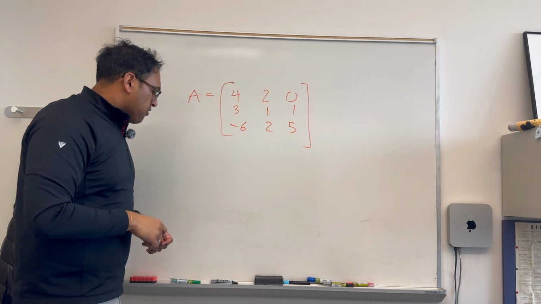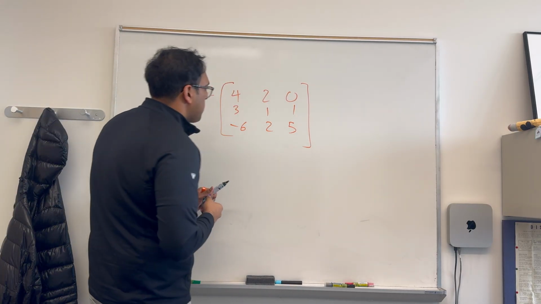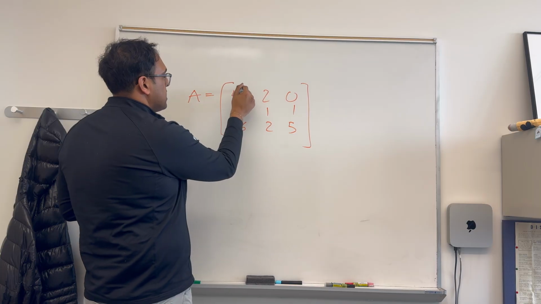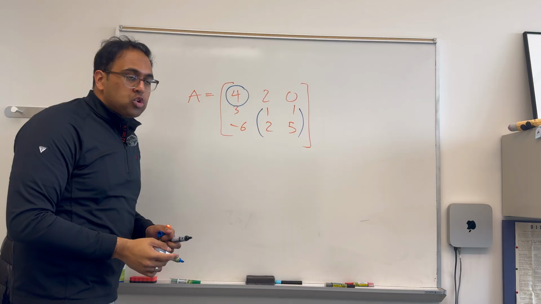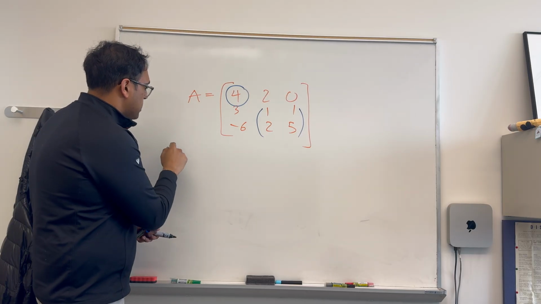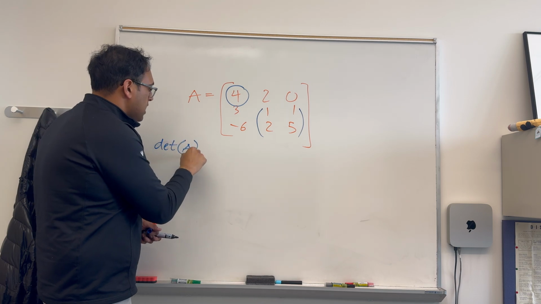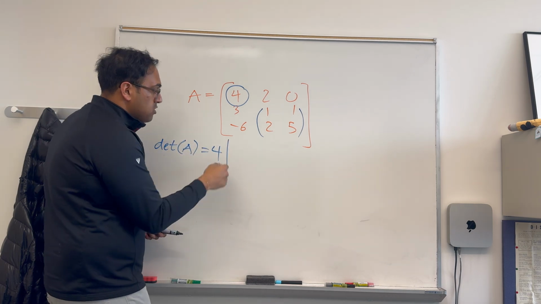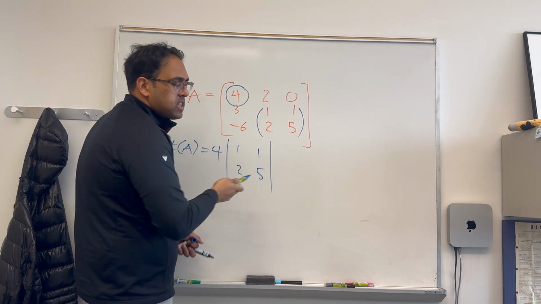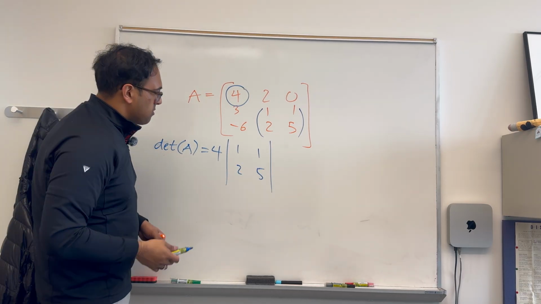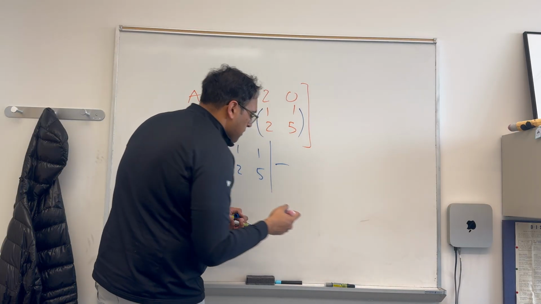So the formula is in the notes, but here's how I like to visualize it. The determinant of a 3 by 3 matrix comes from doing the top left element times the determinant of this 2 by 2 matrix down here. So I'll write this as the determinant of A is equal to 4 times, I'm going to use this symbol for the determinant, 1, 1, 2, 5. It kind of looks like the absolute value of a matrix. That's its determinant.